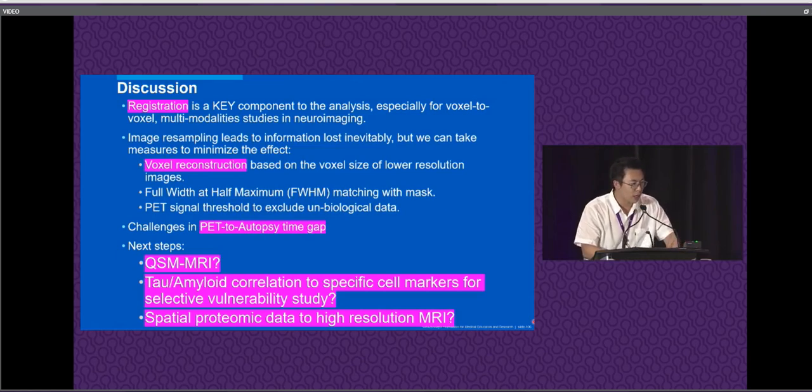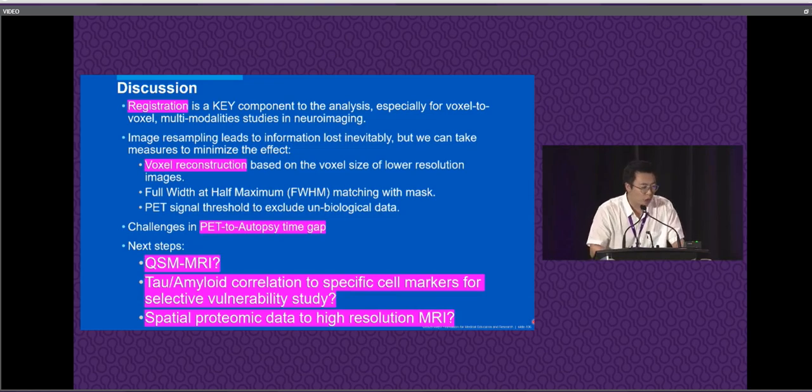The second thing is that when comparing data with different resolution, it always involves voxel resampling, which could lead to information loss inevitably. But we can take some measures to minimize that effect. So for example, when you're constructing your voxel, be mindful about what you try to achieve in terms of voxel size. Don't overestimate or underestimate the voxel size you're comparing to. And also, you probably need to do FWHM matching between the data. And it's better to do it with a mask to limit the calculation of the FWHM so that you don't over-blur your data set.